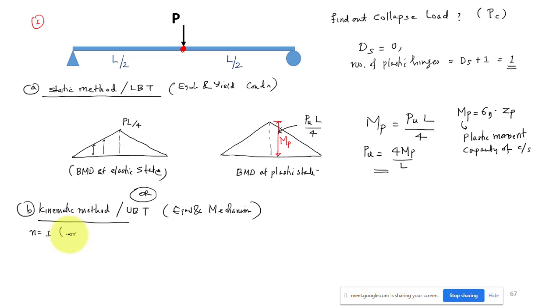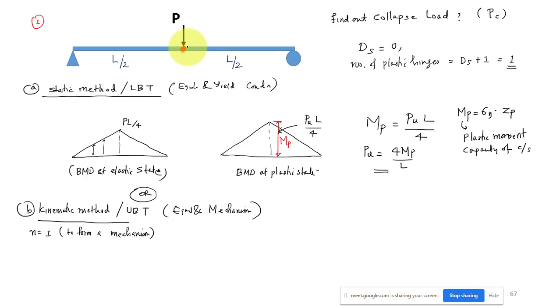So for this determinate structure, I need only one plastic hinge to form a mechanism. You can also check all those things, but that is actually not needed here. Like, how many possible plastic hinge locations are here? Only one. This is the only possible plastic hinge location.